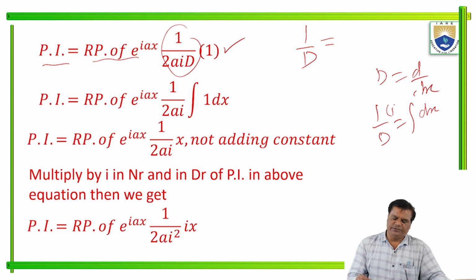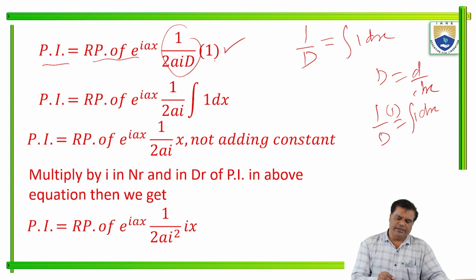So here is one function, which is 1. So this is integration of 1 dx. We are not adding a constant in the integration because we are finding the particular integral. In the particular integral there is no constant; a constant occurs only in the complementary function. So we are not adding any constant in PI. Integrating 1 with respect to x gives x.